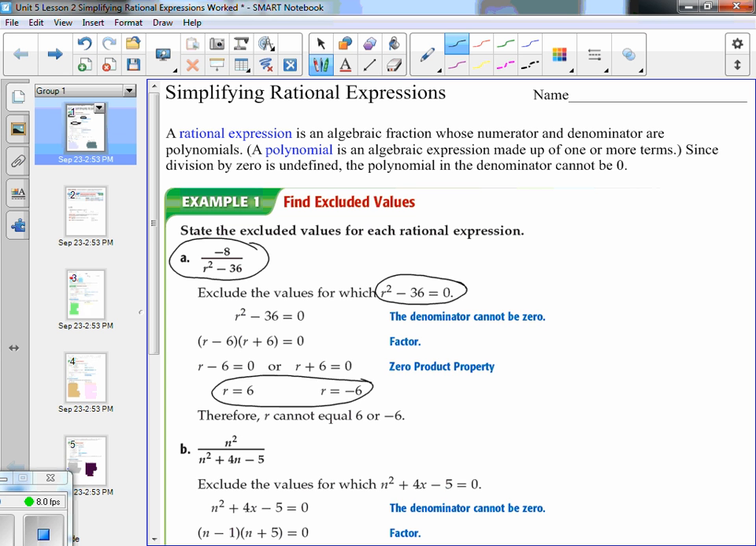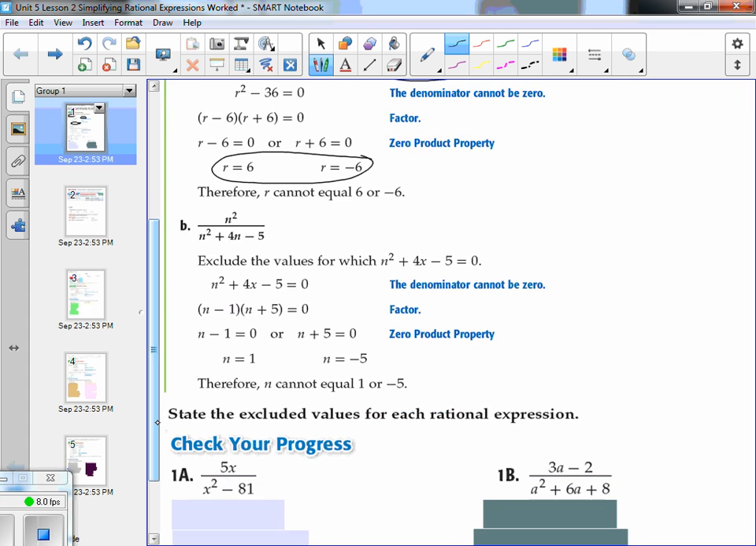So our book that I got these from calls these excluded values. Okay? So 6 and negative 6 would be excluded values. R cannot equal those, or it gives us an expression that's undefined. So that's what we're going to look at first. Now look, that can be really hard or really easy, just depending upon what the denominator is. Like here in this next example, n squared plus 4n minus 5.